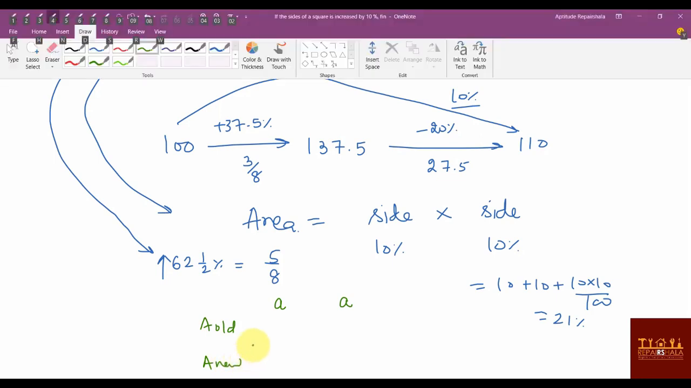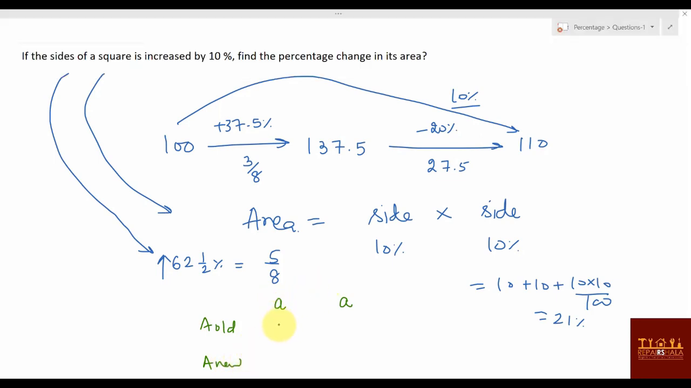What you can say about this is, side will become, this 8 will become 13, yes or no? Again this 8 will become 13. Area previously it was 64, now it will be 169. How much change will be happening? 105. So 105 by 64 into 100. Means anyway the answer will be more than 100%. Or you can calculate this and get the answer. I hope it is clear, right?